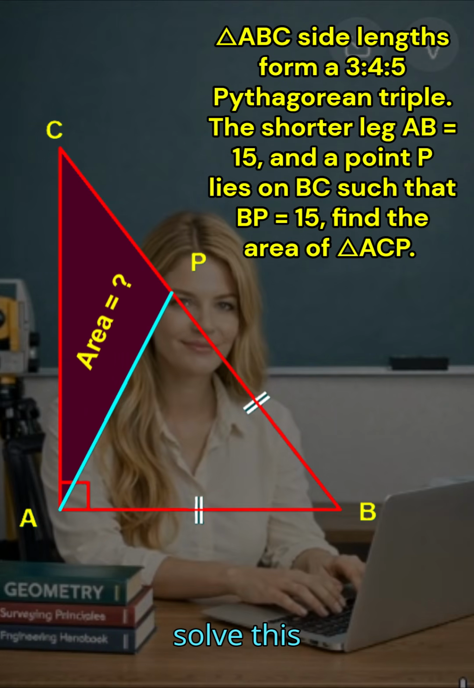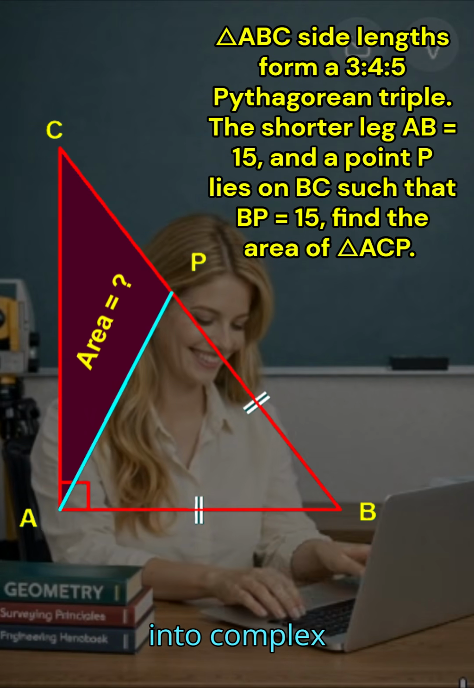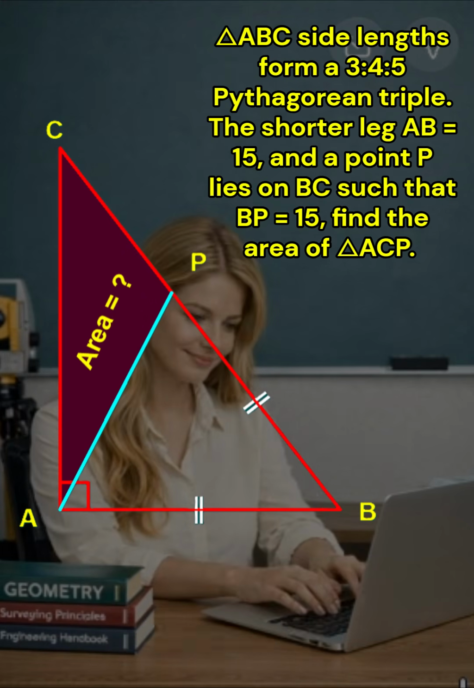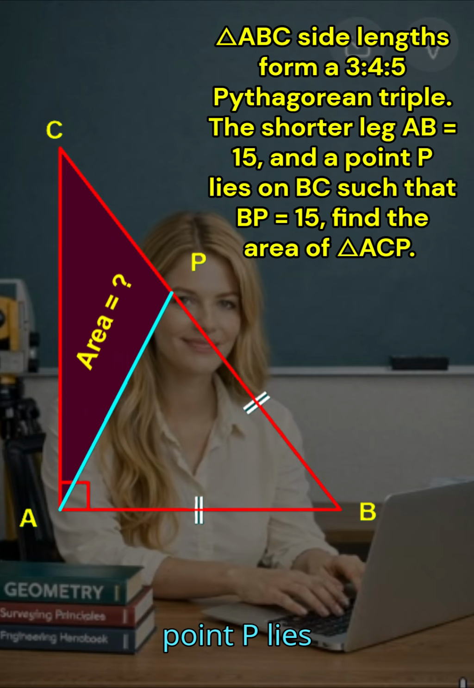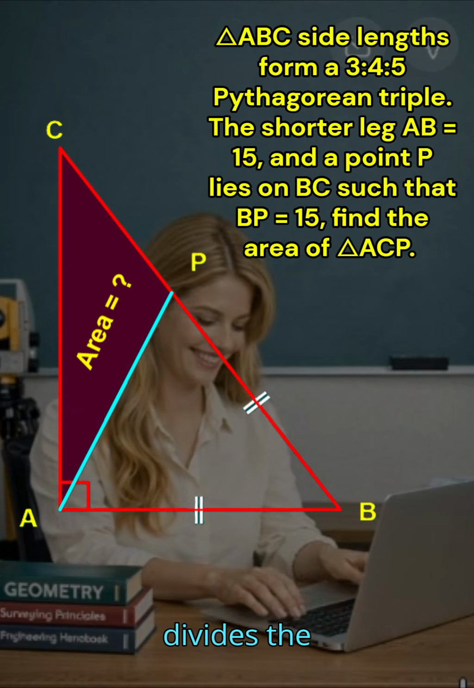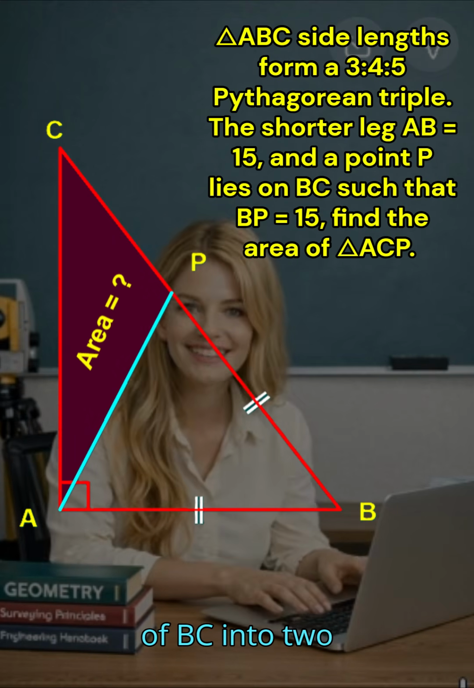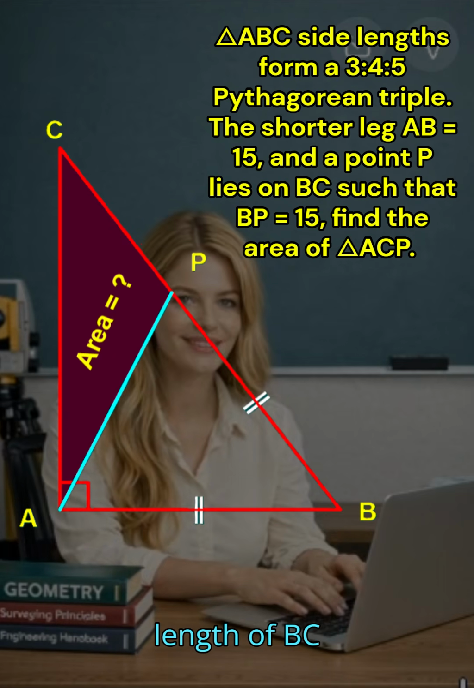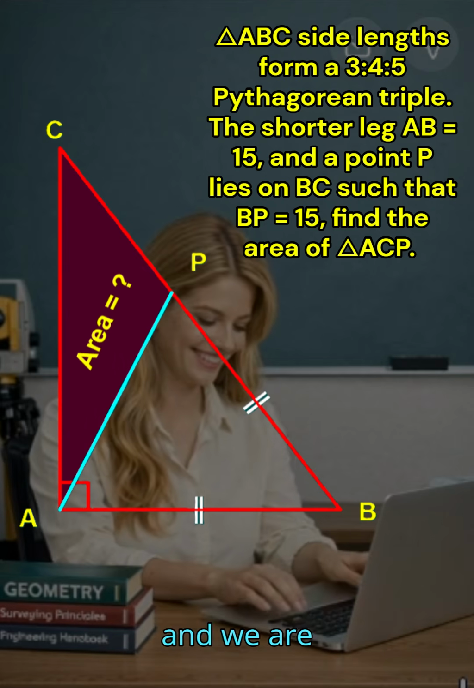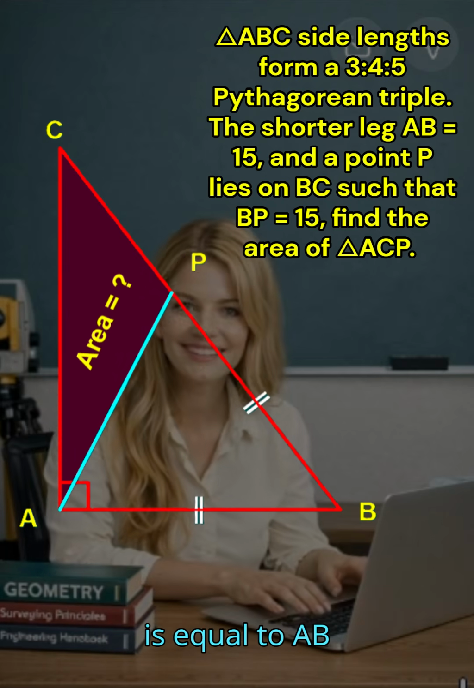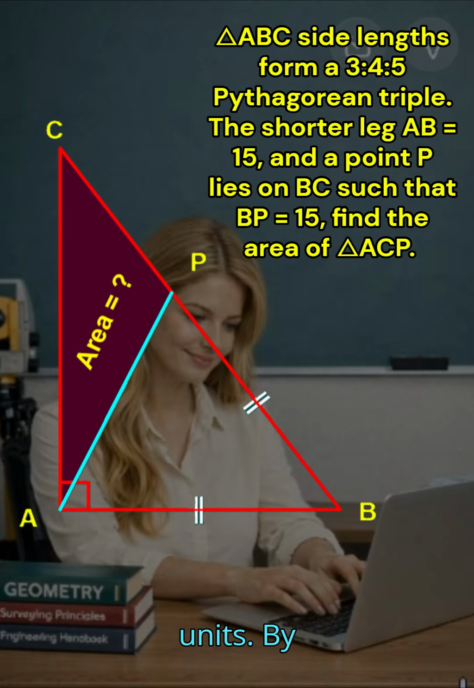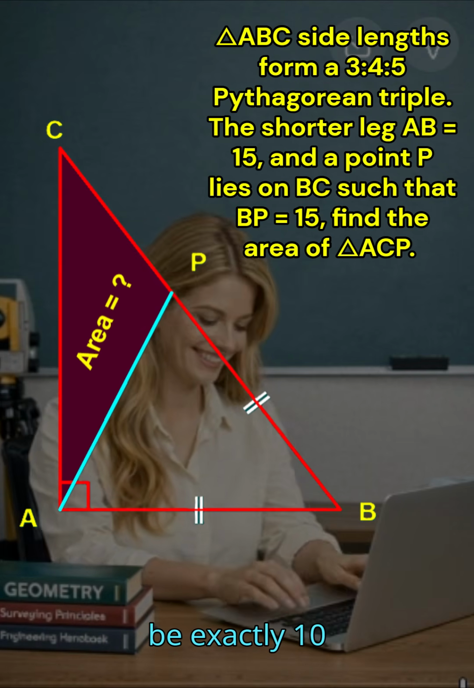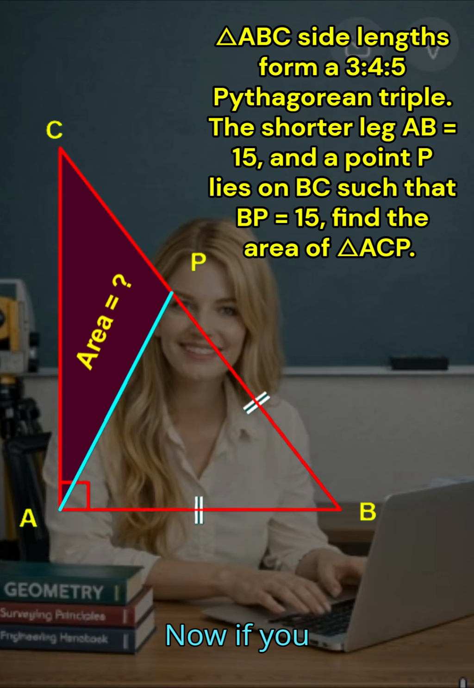To solve this elegantly without diving into complex trigonometry, we can look at the geometric relationship between the shapes. Since point P lies on the hypotenuse, it divides the total length of BC into two distinct segments. We know the total length of BC is 25 units, and we are given that BP is equal to AB, which is 15 units. By simple subtraction, the remaining segment PC must be exactly 10 units long.